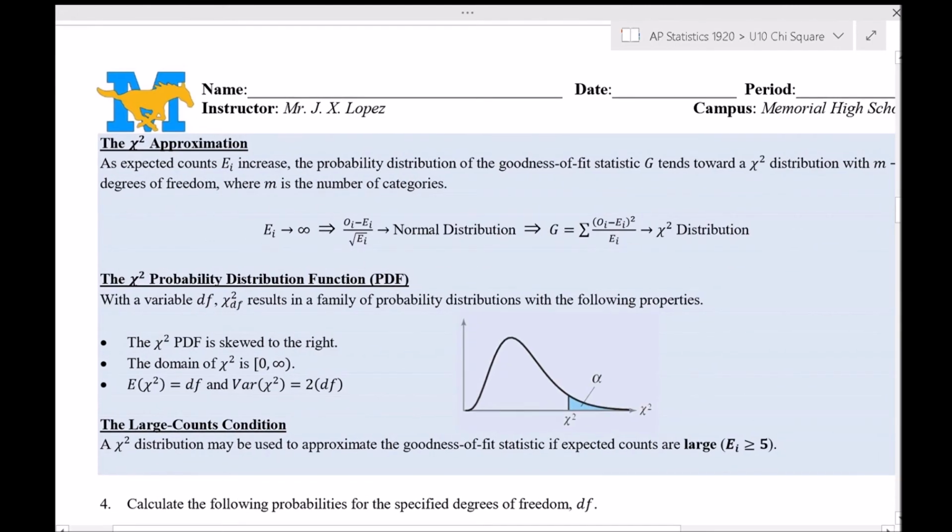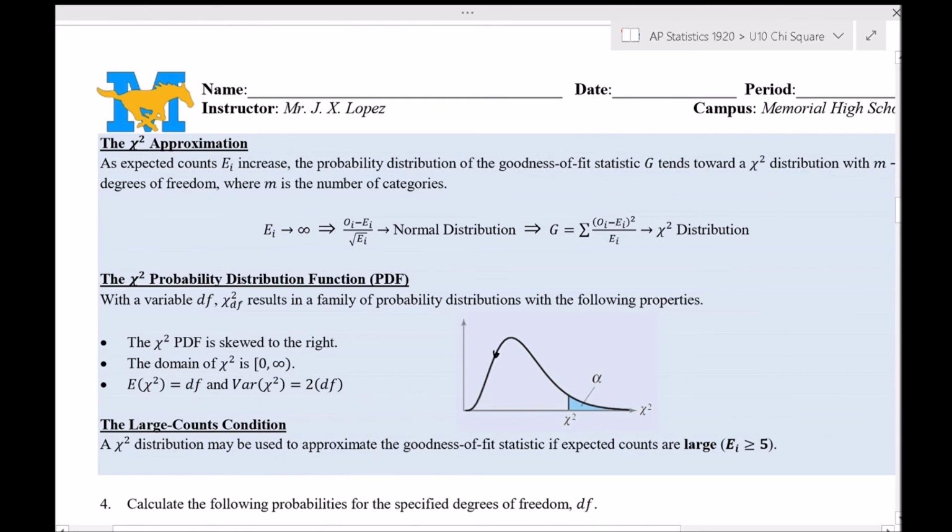The chi-square probability distribution, that's a PDF. PDF gives the y-coordinate value. The PDF is skewed to the right in every situation. The domain is 0 to infinity, so it's only on the right side. There are no negative values for chi-squares, unlike the case for the normal distribution. The normal distribution has everything from negative infinity to positive infinity.